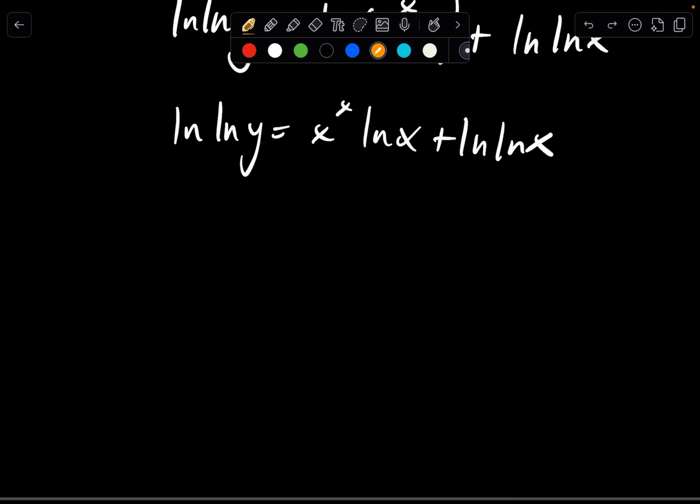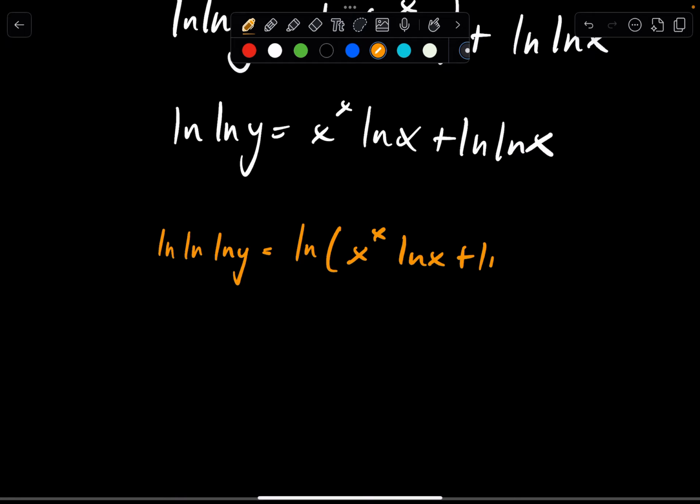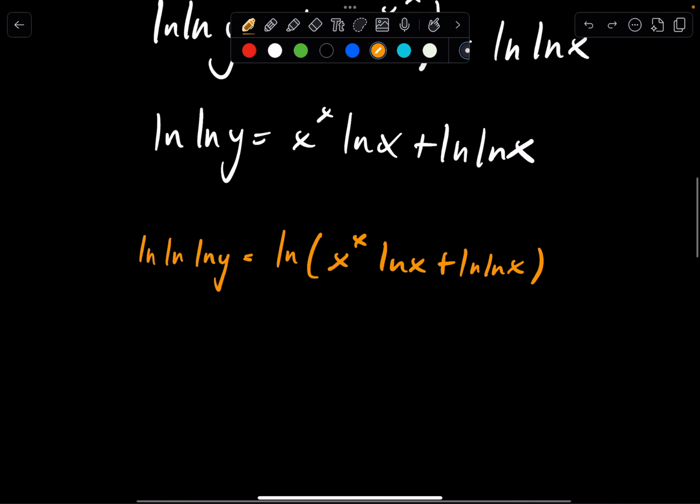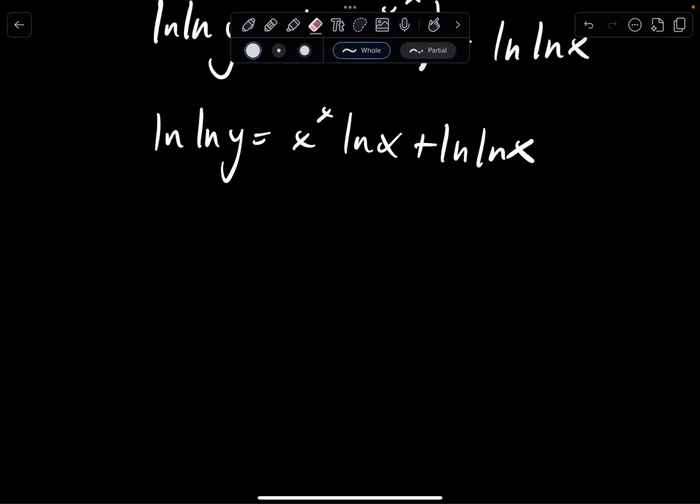I'll write this in orange. If we do, then we get ln of ln y is equal to ln of this entire thing, x to the x ln x plus ln x. But you'll notice that we don't have any way of simplifying this further. And because this is a sum of two different terms, we can't just separate this into a sum of logs, meaning we won't be able to bring this exponent down as a coefficient of the natural log, since we're summing here. So we have to find a different approach.